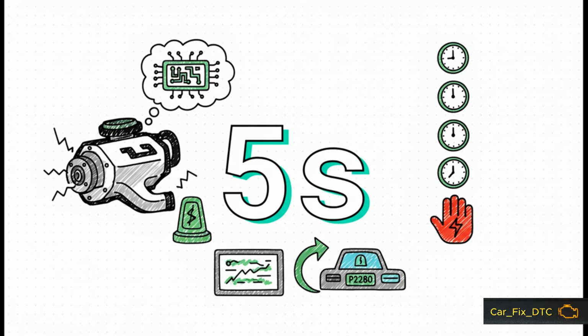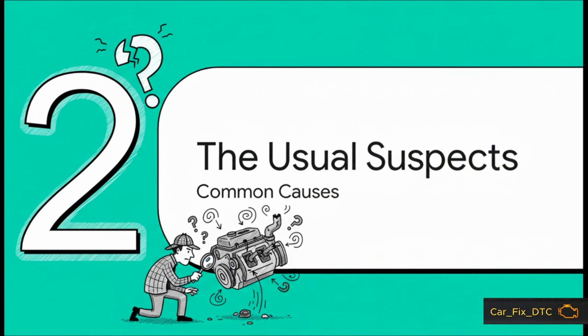And your car's computer is incredibly sensitive. It's not messing around. If it detects this kind of sneaky air leak for more than just 5 seconds, that's it. It triggers that check engine light and logs the P2280 code right into its memory. So we know it's an air leak, but the big question is, where is it coming from?